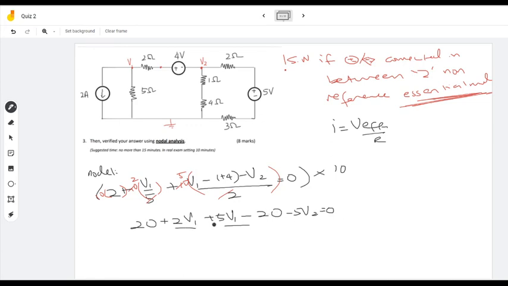And then minus that one, 5 times minus 4 is minus 20, minus 5v2 equals to 0. Simplify that. Okay, and then you see that the 20s kill each other, then you only get 7v1 minus 5v2 equals to 0. This is your first equation.